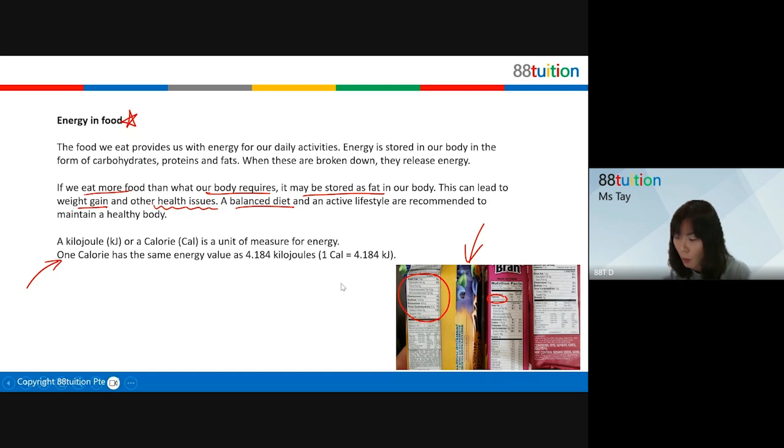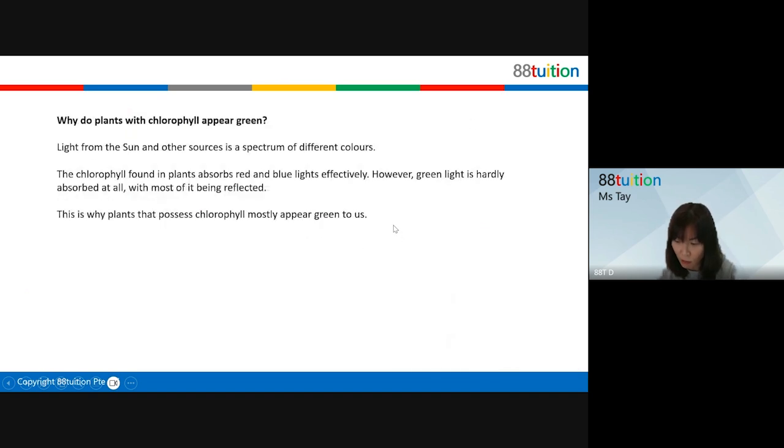An average adult needs only about 2,000 calories in a day, split into 3 meals. One meal is about 600 plus calories. One plate of chicken rice can go up to 800 calories. So you need to calculate properly, otherwise you're going to gain weight easily. So this is extra info.